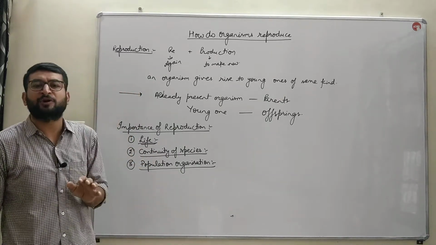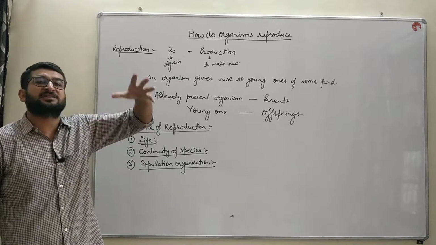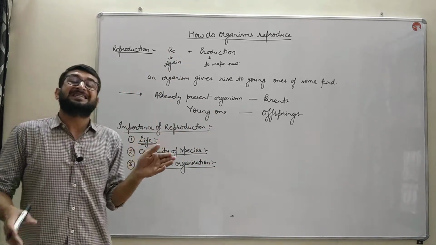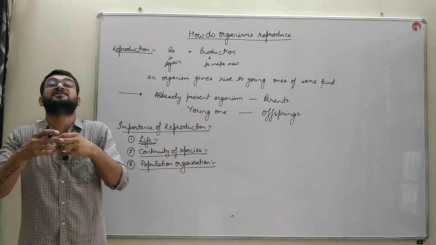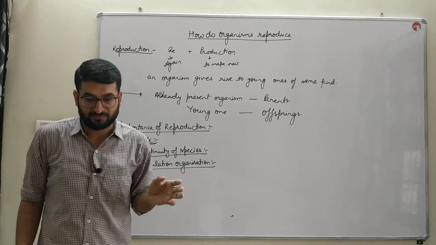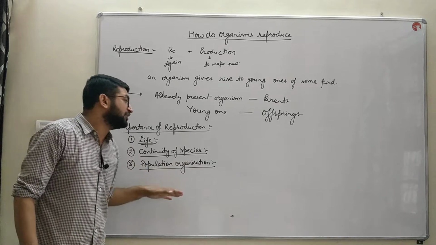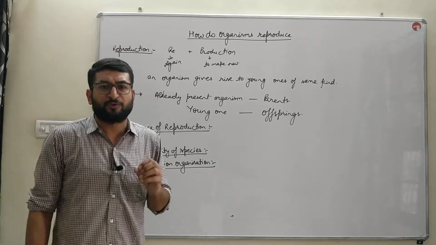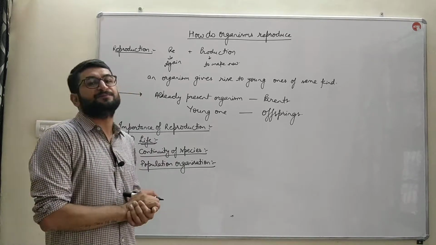If we stop the reproduction, then old people, the senior citizens, keep on increasing. If the reproduction is more, then the small children's number increases very much. So for the proper population organization in a given region, in a given area, reproduction is necessary.